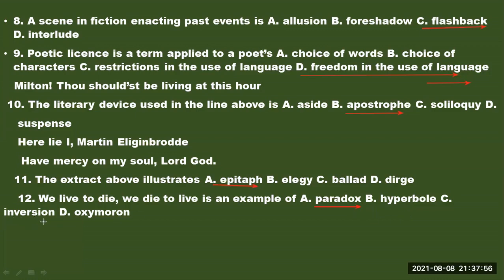Now, inversion is a syntactical change. For example, when you pick a sentence and you change the word order. Let me give an example of an inversion.